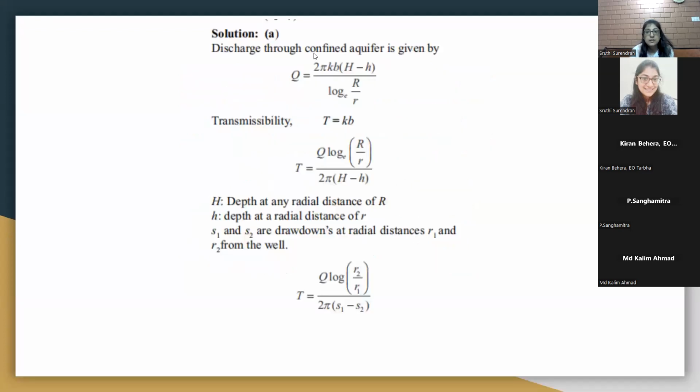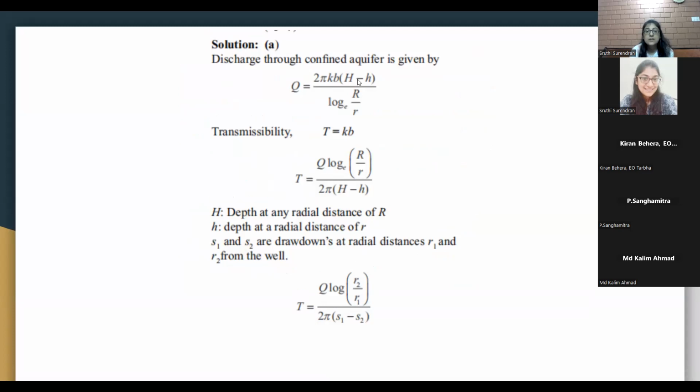So as you can see over here, discharge through a confined aquifer is given by this formula, 2 pi kb into (h2 minus h1) by log of r2 by r1, or also you can write it as (h2 minus h1) by ln (r2 by r1). This is by Dupuit's formula, sorry, Thiem's formula.